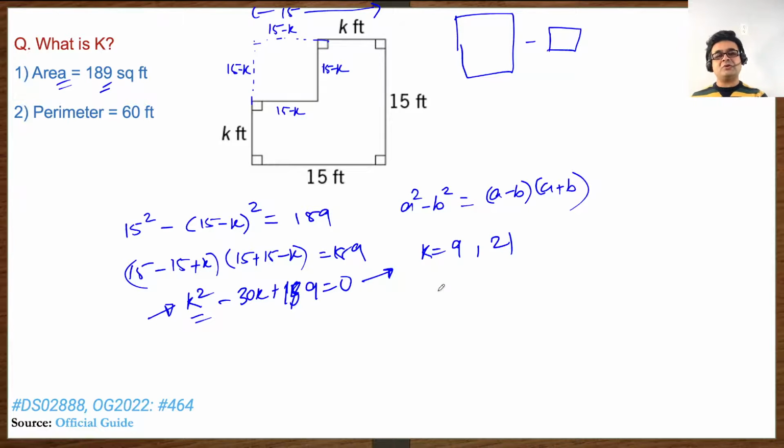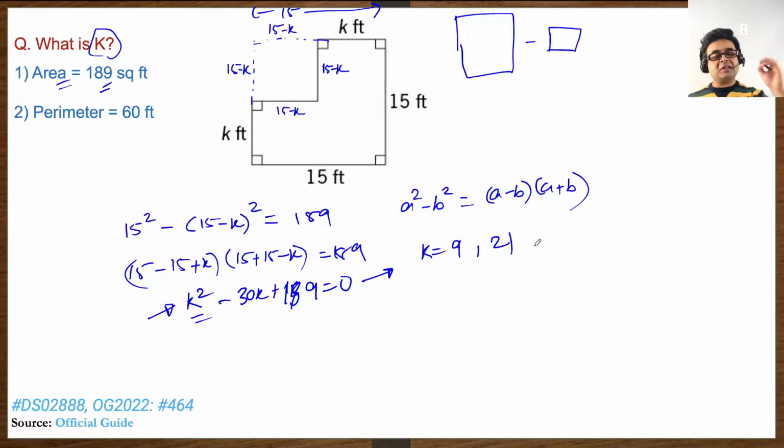And now you are going to say, well, look, Abhijit, there is no negative value. K has two possible values, both look fine to me. So again, k is not unique, which means it is insufficient, and I am going to move on.